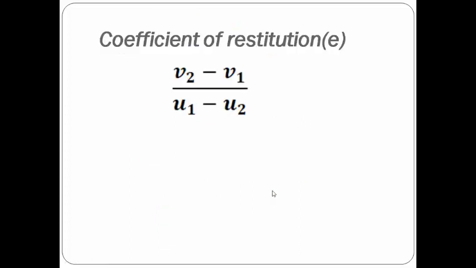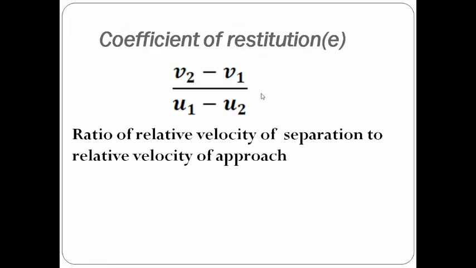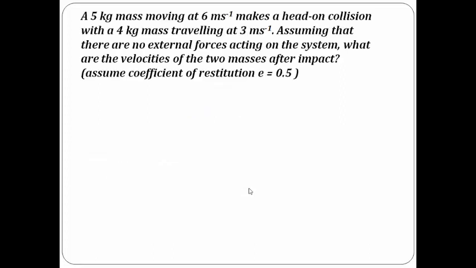This ratio is defined as the coefficient of restitution, denoted by small e. So we can define it as the ratio of relative velocity of separation to relative velocity of approach. It normally ranges from 0 to 1. So 1 will be when the collision is perfectly elastic. We don't need to do any derivation for inelastic collisions, because for inelastic collision the value will be less than 1, and we can go from there. So let us take an example now.